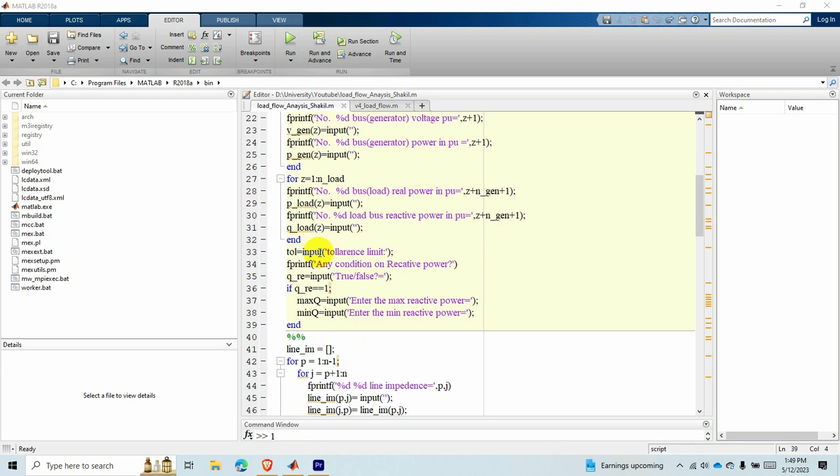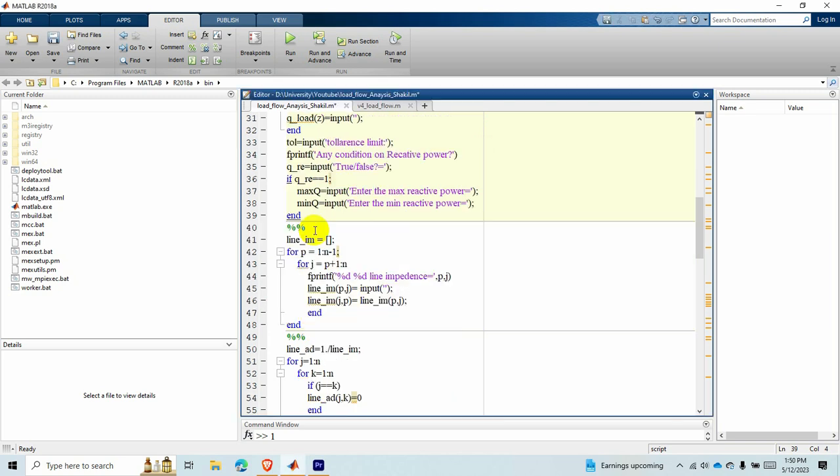After that, we take the input of the tolerance limit and send a message about whether there is any reactive power limit condition. Using this condition we take the input of maximum reactive power and minimum reactive power, like this. This section is for the line impedance.